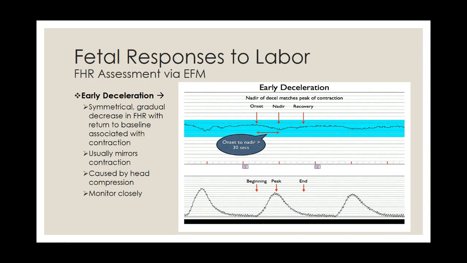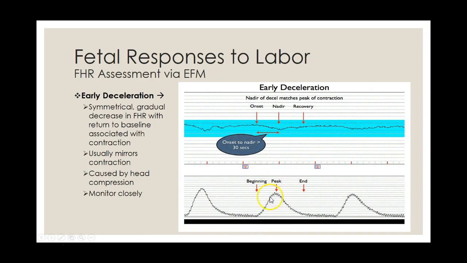Now we're going to talk about the different types of decelerations. Early decelerations are a symmetrical and gradual decrease in the fetal heart rate that has a return to baseline, and these are associated with contractions. Okay? Early decelerations usually mirror the contraction. So, we take a look at this picture, let me find my mouse.